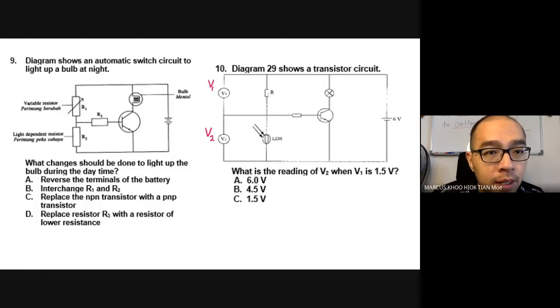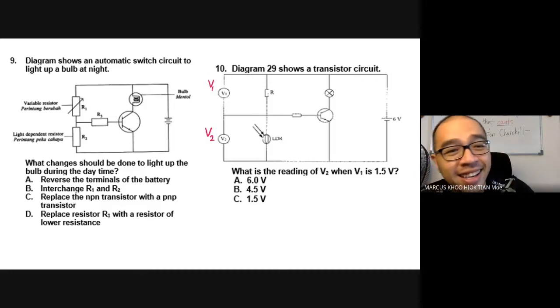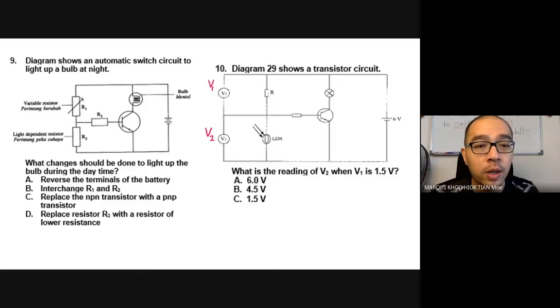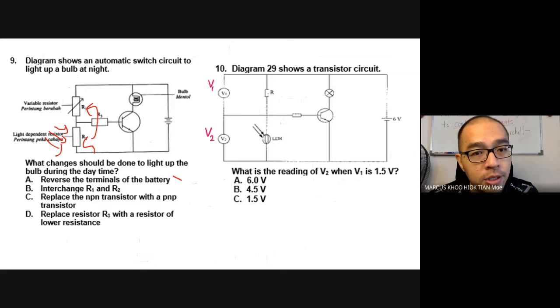B. Okay, interchange R1 and R2. This one is the switch will light up at night. So the light dependent resistor is here. Actually it should be this. But if you want to light it up during the daytime, you just change the place. You reverse the terminals of the battery, it doesn't work. Because if you reverse the terminals of the battery, the transistor will switch off. I mean, it's not even connected correctly lah, so tak boleh.